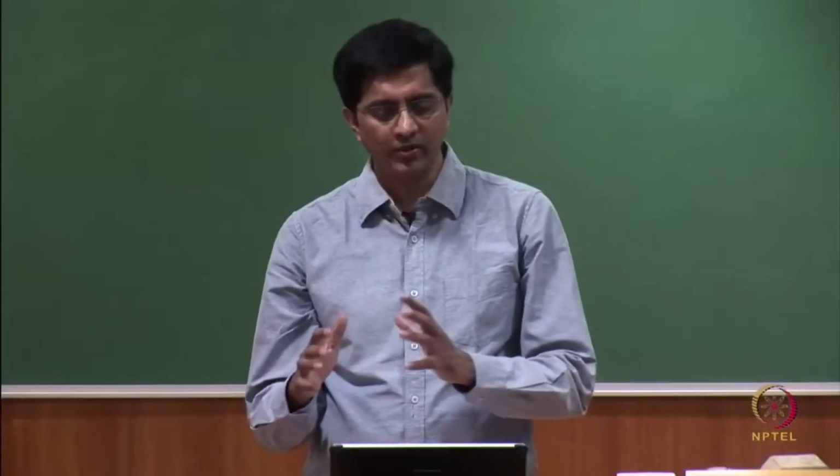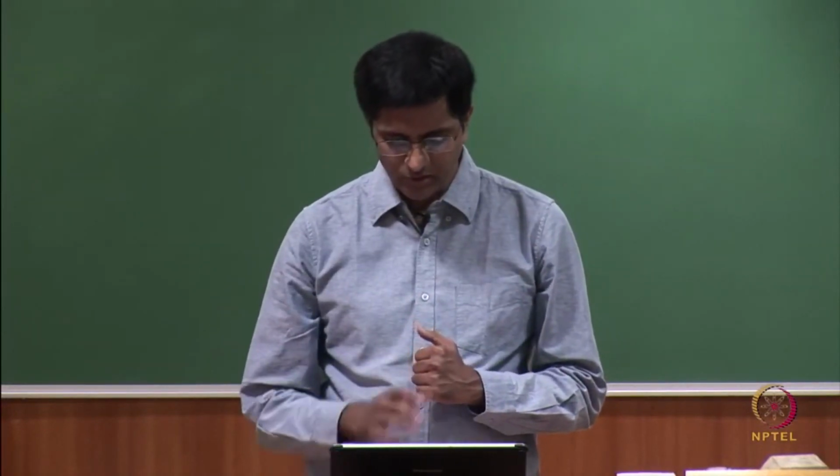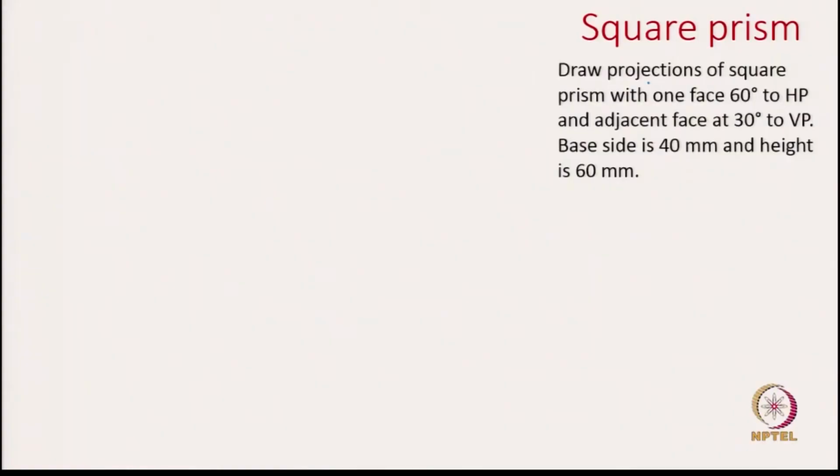What we will now be solving in the next slide is how to do projections of this final orientation. So, I have a question like this: draw the projections of a square prism with one face at 60 degrees to the horizontal plane and an adjacent face at 30 degrees to the vertical plane.